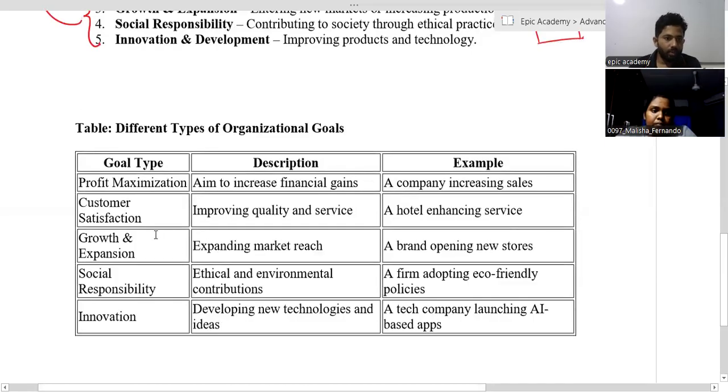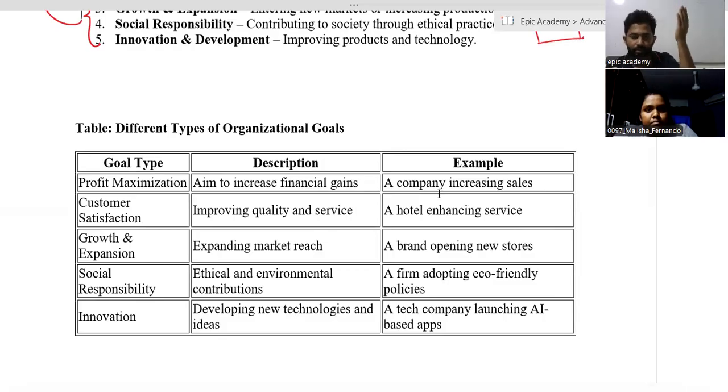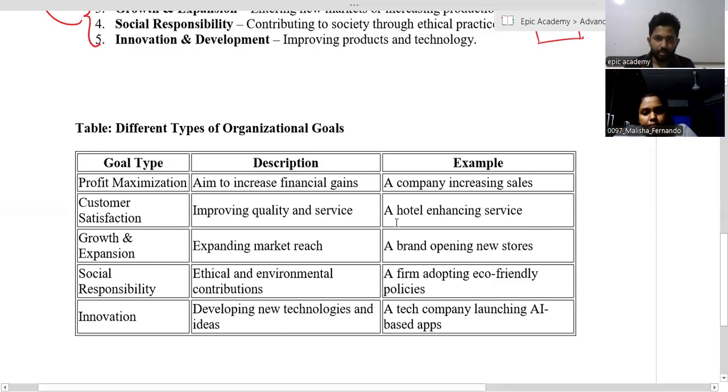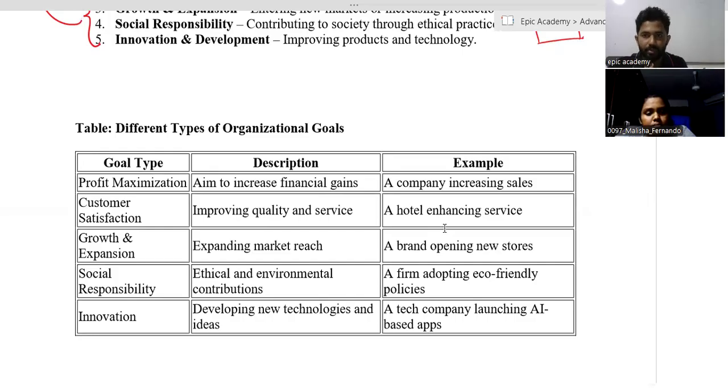Okay. Different types of organization goals. Okay. Profit maximizing. Aim to increase the financial gain. That is why we call it profit maximizing. Example, a company increases the selling quantity. If they increase the selling quantity, they can achieve the financial goal. That is how they can maximize the profit. Okay. Second one is customer satisfaction. We already discussed that. Improve the quality of the services. This kind of enhancing services meets the expectations of the consumers. They can increase the selling quantity also by improving the services.